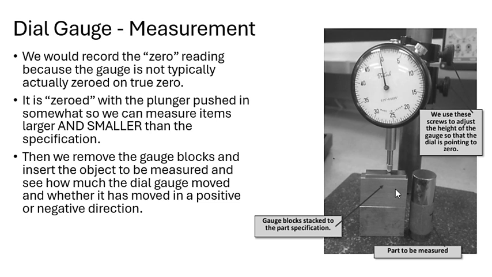Then we're going to remove the gauge block like we always do, and then we're going to insert the object of interest to be measured, and see how much the dial gauge moved or traveled, and whether it moved in a positive or negative direction.